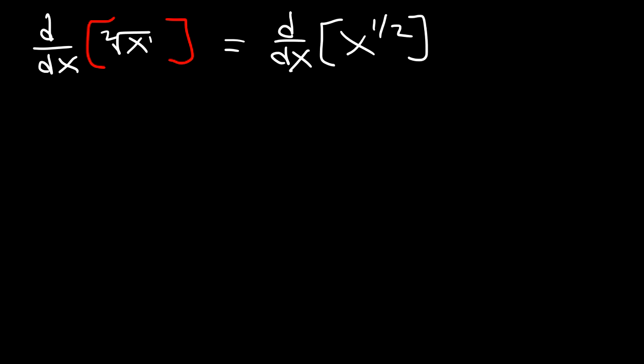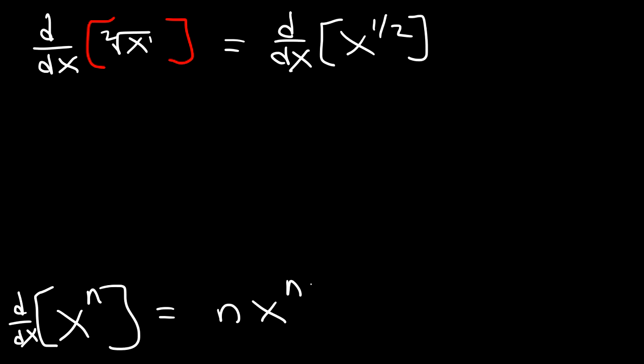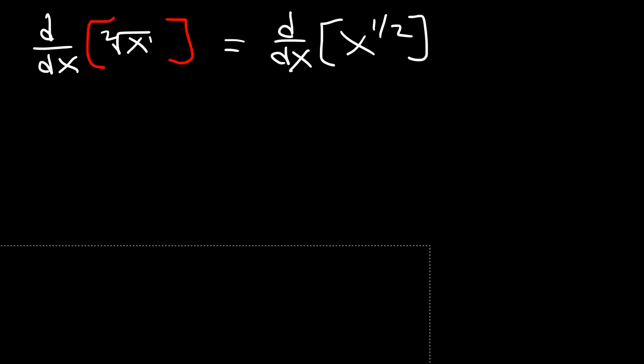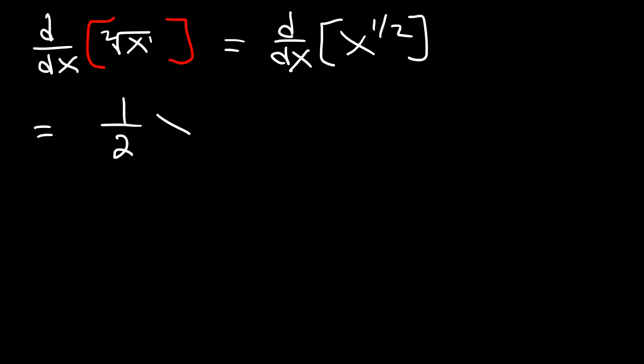Now we need to apply the power rule. And just to review, the power rule is the derivative of x to the n is nx raised to the n minus 1. So we're going to move the 1/2 to the front. And so we're going to have 1/2 x, and then it's going to be 1/2 minus 1.